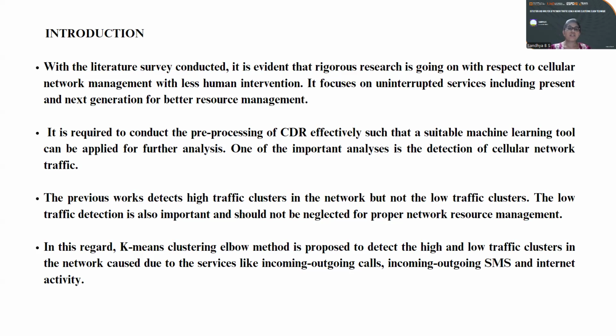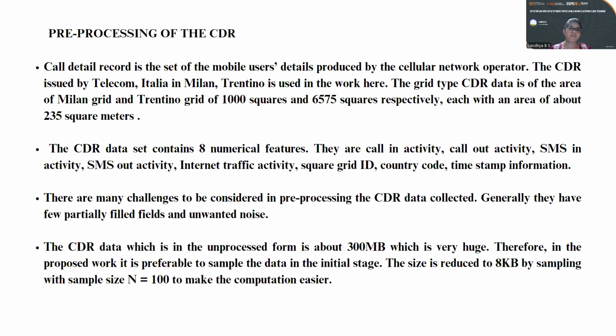The previous works detect high traffic clusters in the network but not the low traffic clusters. The low traffic detection is also important and shouldn't be neglected for proper network resource management. In this regard, K-means clustering elbow method is proposed to detect the high and low traffic clusters in the network caused due to services like incoming, outgoing calls, incoming, outgoing SMS, and internet activity.